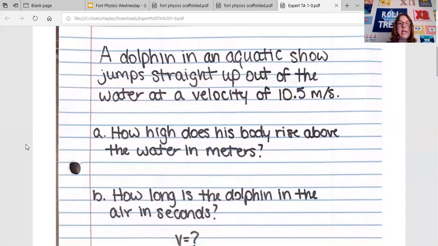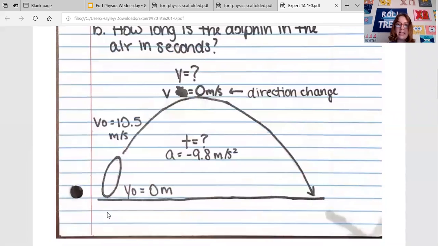This problem states, a dolphin in an aquatic show jumps straight up out of the water at a velocity of 10.5 meters per second. Part A is how high does his body rise above the water in meters, and part B is how long is the dolphin in the air in seconds.